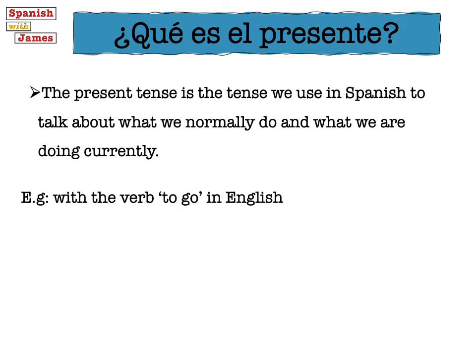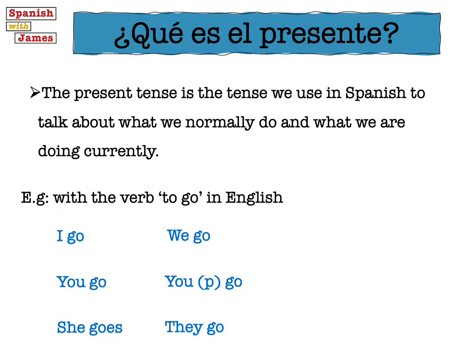So let's start off with an example in English. The verb to go, that's the infinitive, so no one's doing it, it's just the neutral verb. The verb to go in the present tense in English is conjugated like this. I go, you go, she goes, we go, you plural go, so you all go, and they go. So that's what I mean by conjugation. So we're going to be looking at the Spanish equivalent for this sort of thing.